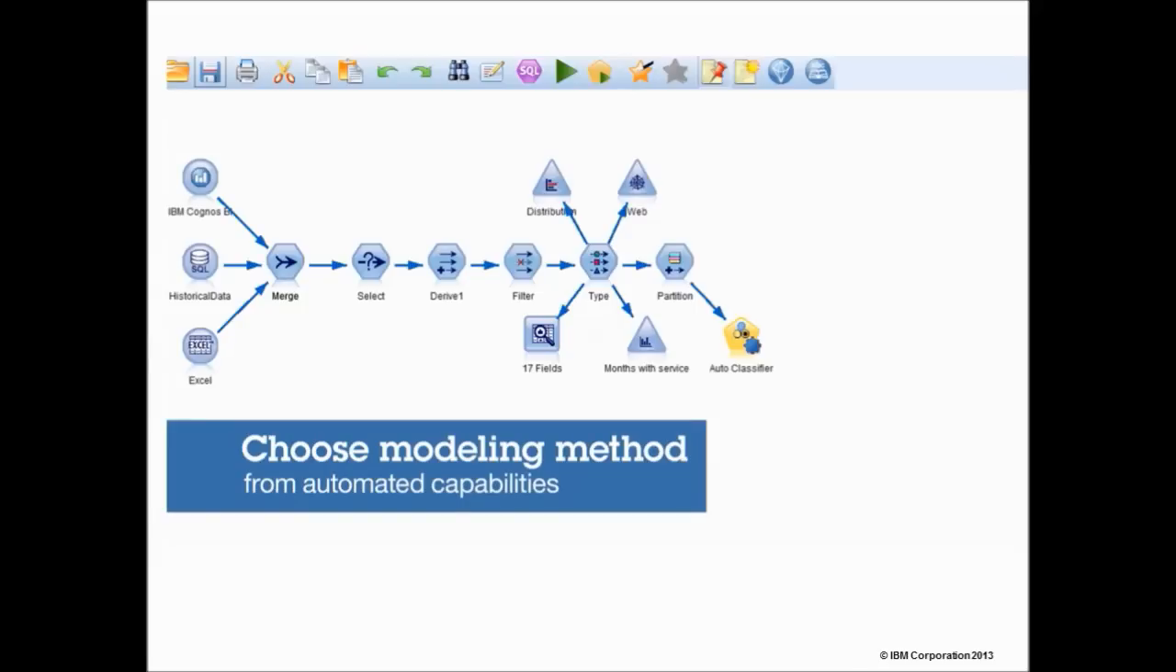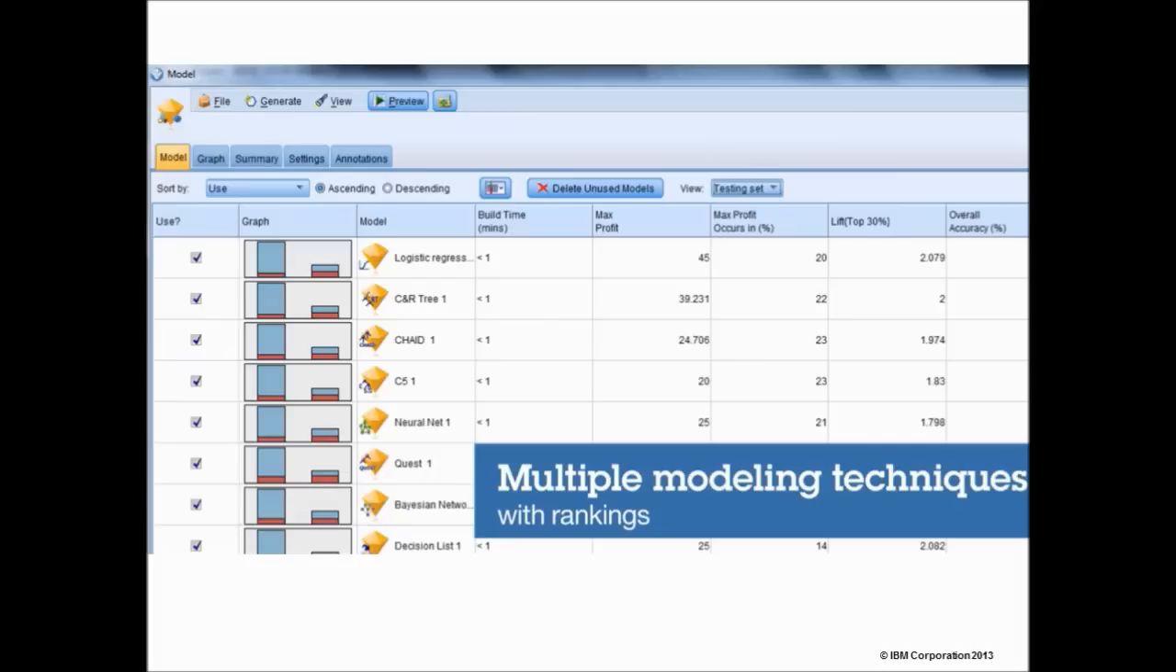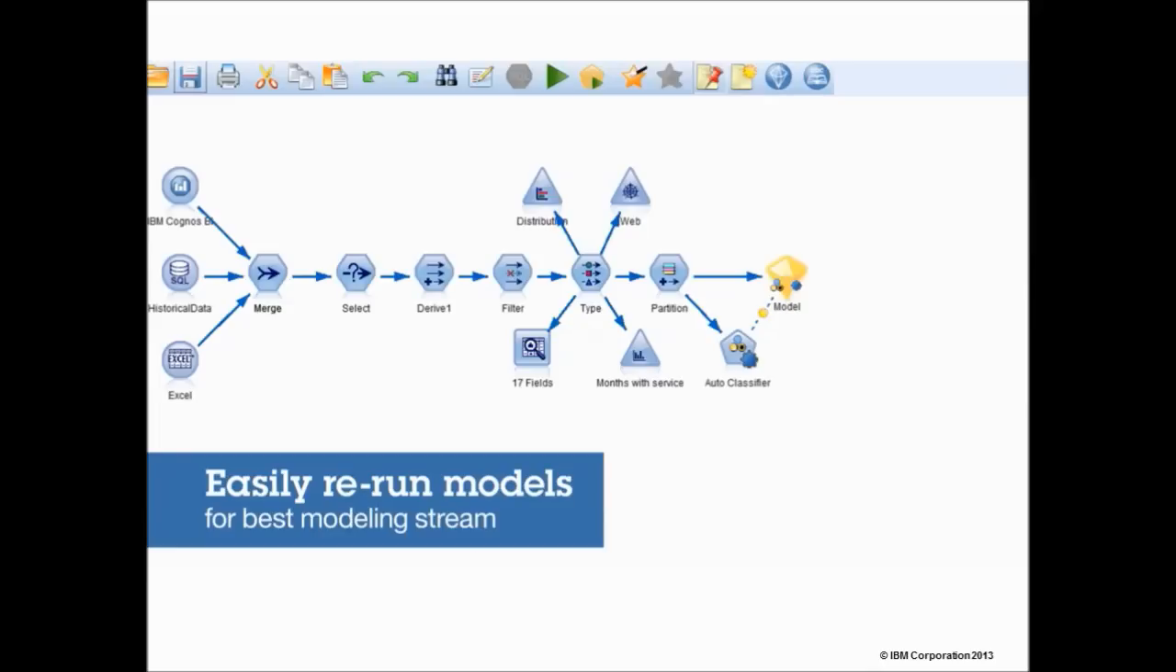After data is prepared, you can choose your modeling method. IBM SPSS Modeler provides automated modeling capabilities, which eliminates the guesswork of choosing the best analytical approach. It uses multiple modeling techniques and then ranks them in order of performance, allowing you to select the best model to suit the situation. IBM SPSS Modeler also lets you quickly and easily fine-tune results by rerunning models to make sure you're building out the best possible modeling stream.